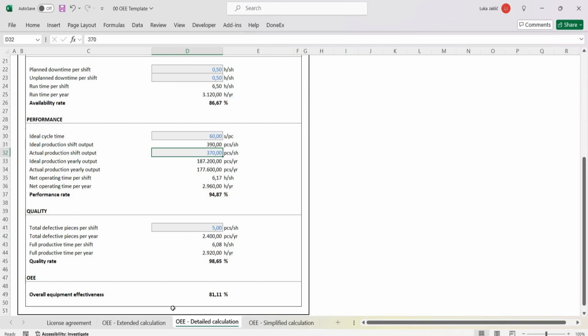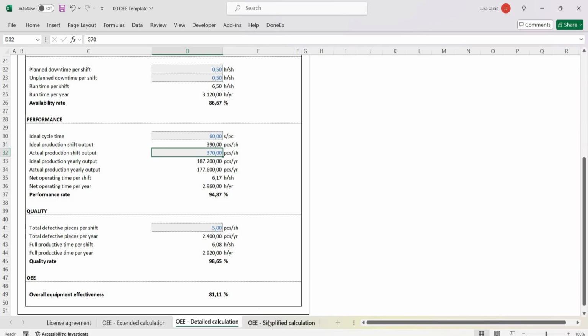Finally, we calculate the overall equipment effectiveness. This is done by multiplying the availability rate, performance rate, and quality rate. The OEE is computed as 0.8667 for availability, 0.9487 for performance, and 0.9865 for quality. Multiplying these together results in an overall equipment effectiveness of 81.11%. This percentage reflects the combined effectiveness of equipment performance in terms of availability, performance, and quality.